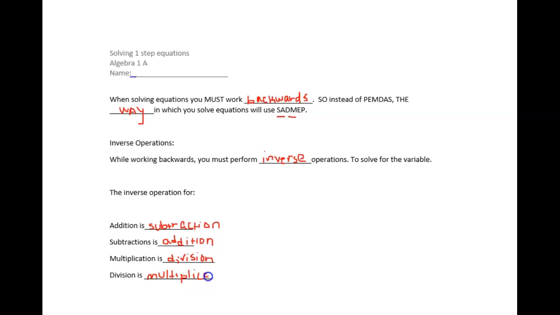Now, here's the thing, guys. I call this the great undoing, because what you're doing is doing these inverse operations to undo and get x by itself. You have officially solved an equation. Okay, so it is solved when x is by itself.